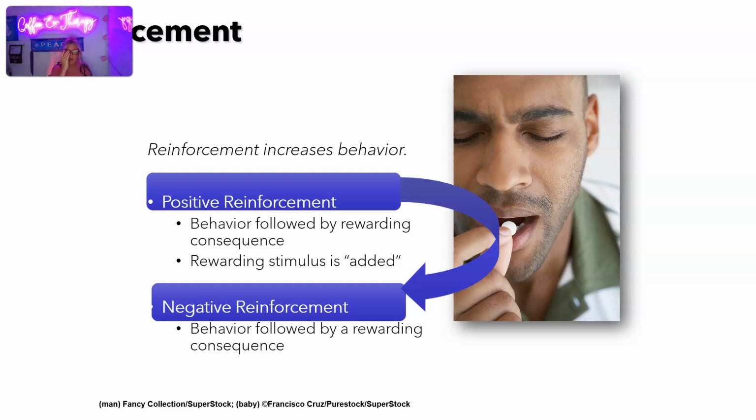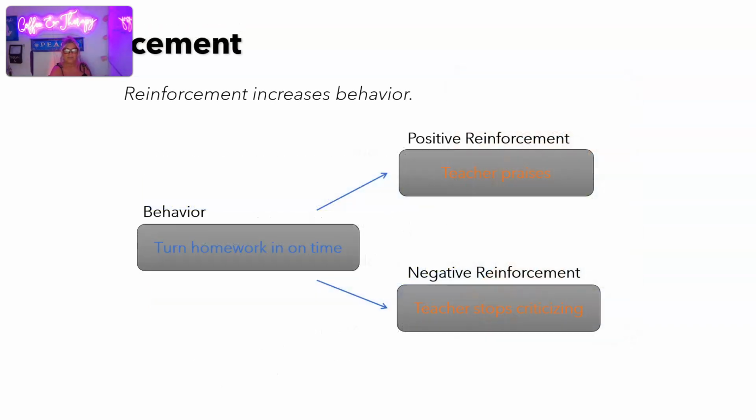Reinforcement increases behavior. So we've got positive and negative reinforcement. With positive reinforcement, the behavior is followed by a rewarding consequence; a rewarding stimulus is added, like taking medication. Negative reinforcement: I've got a pounding headache, I take medication, and the medication gets rid of the headache. So that aversive, unpleasant stimulus, the headache, is removed.